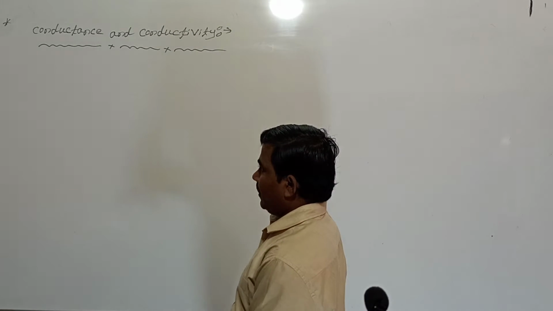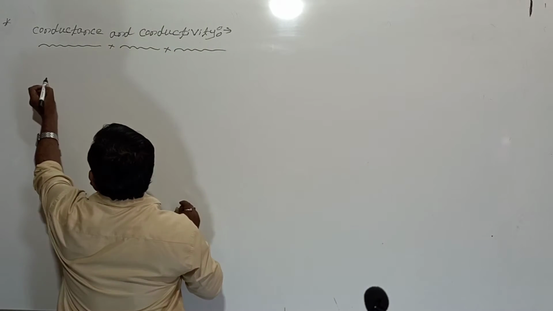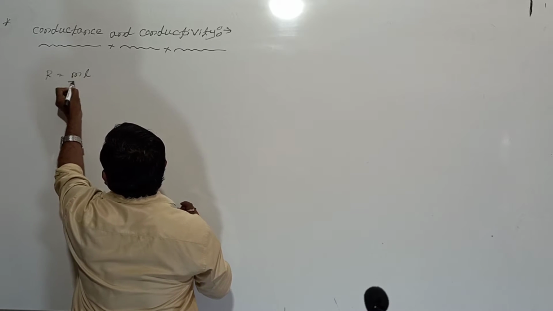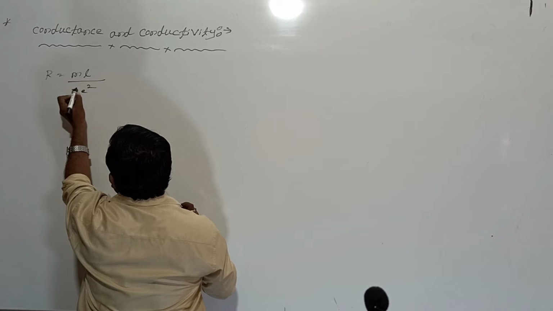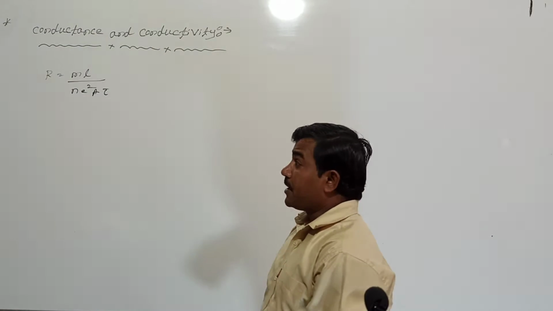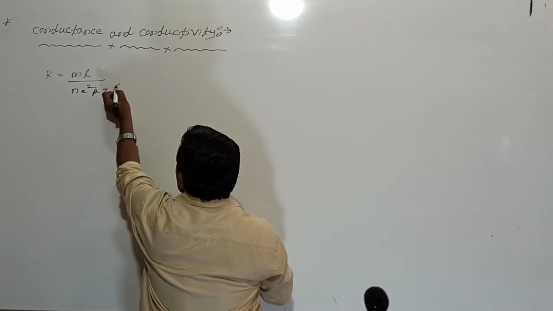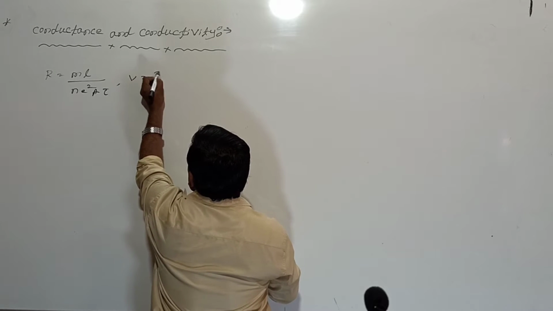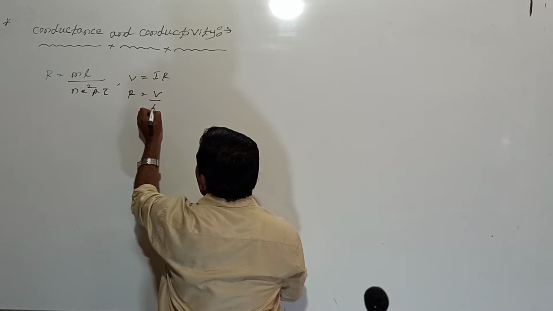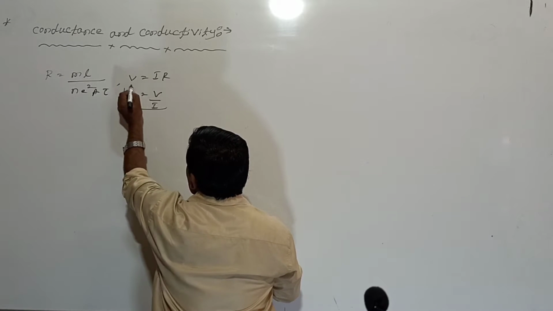Look at me. We know the resistance formula: resistance R equals m L divided by n e square A tau. Right? In terms of Ohm's law, how to write? V is equal to I into R, or what is R? R equals V divided by I. Right?